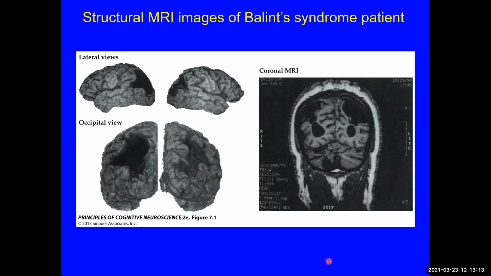So there's a general correlation between lesion size and the severity of symptoms, but there's a whole lot of unexplained variability behind that as well. All right, and so this just illustrates, looking at MRI, that these are bilateral lesions and they're pretty big.